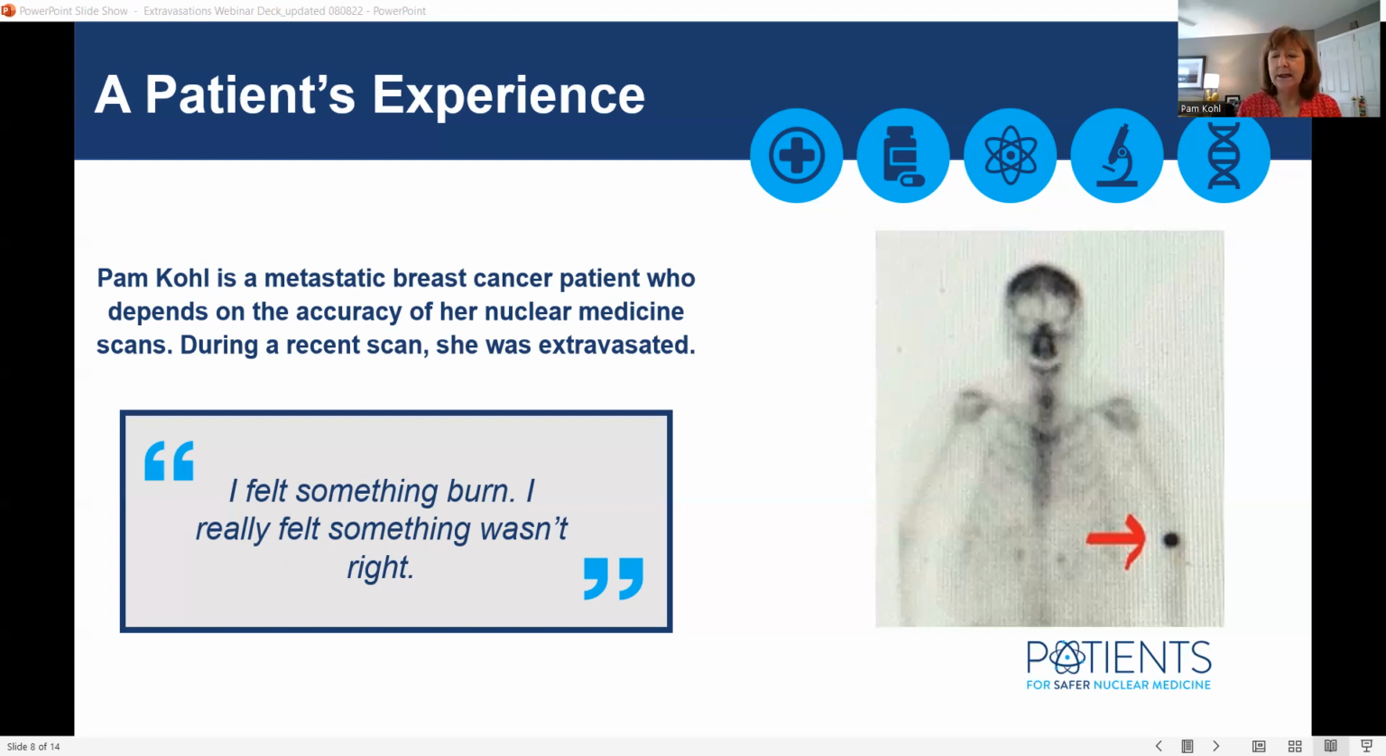And I was going in for my 3-month scan. At 3 months, I get blood work done, I get a CT scan, and I get a bone scan. The bone scan is critically important. Estrogen positive metastatic breast cancer tends to go to the bone, so it's very important that that bone scan is accurate.